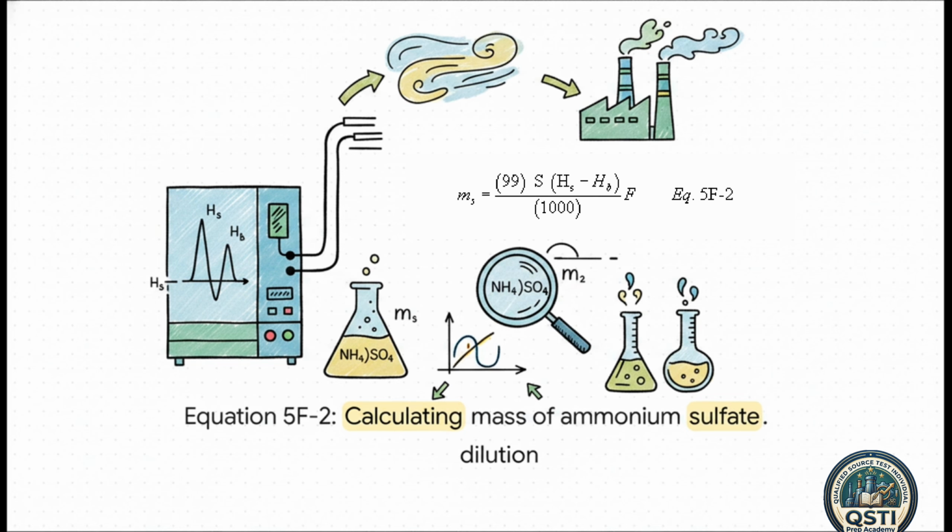This is equation 5F-2. It's the exact formula mandated to calculate the mass of our ammonium sulfate suspect, which is represented by the variable Ms. It takes the peak height measurements from the ion chromatograph, that's Hs for the sample and Hb for the blank, multiplies them by a specialized calibration factor, S, and factors in dilution. Put it all together, and it gives us the exact weight of the sulfates in milligrams.